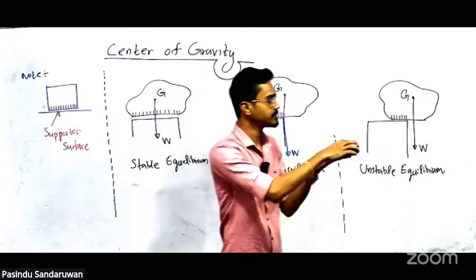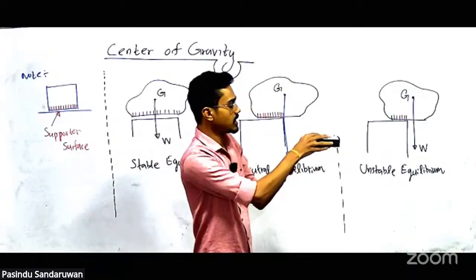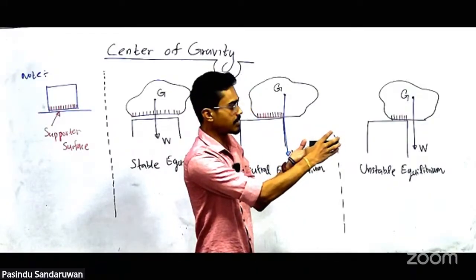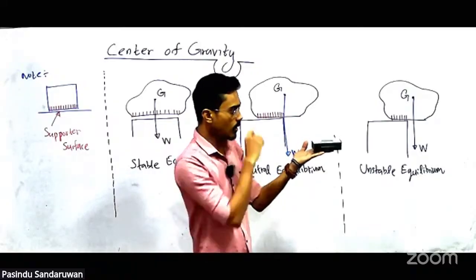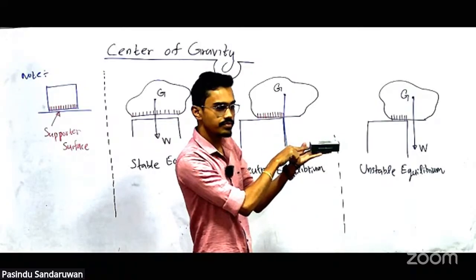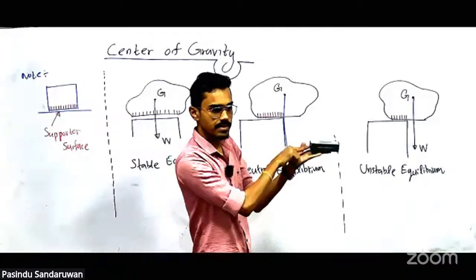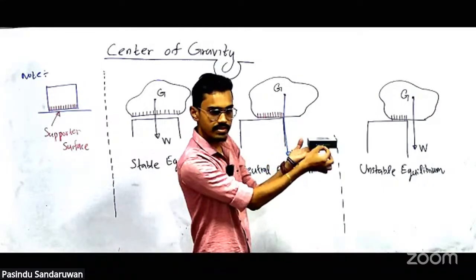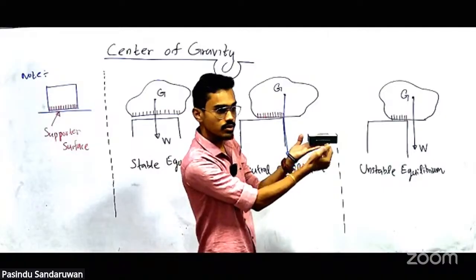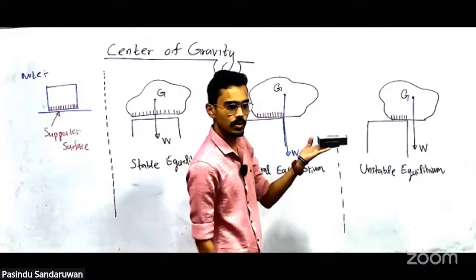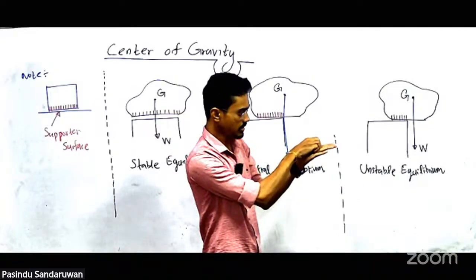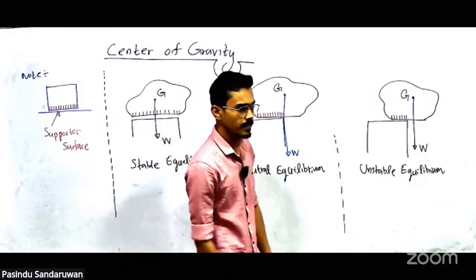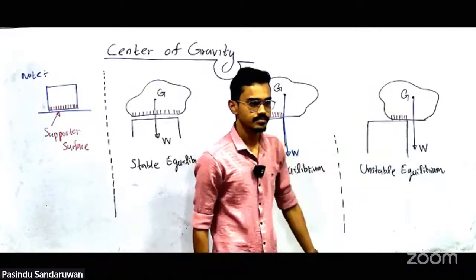Now we were here. Look at the board again. We were here at neutral equilibrium. Now, if I displace this further, the center of gravity is going to jump outside my border. But if it jumps outside the border, it falls. That is stability.